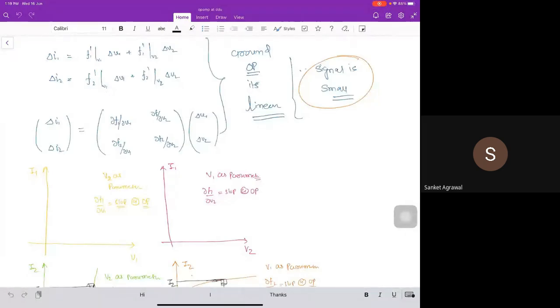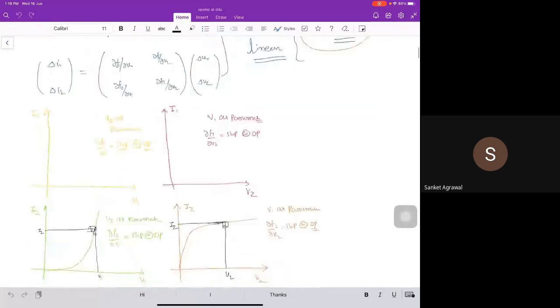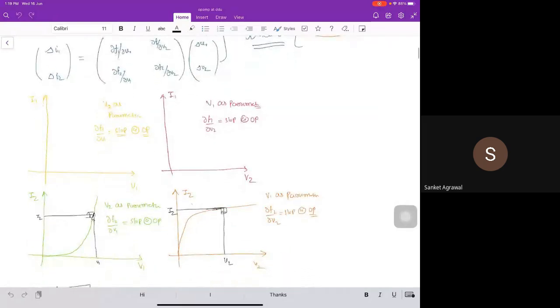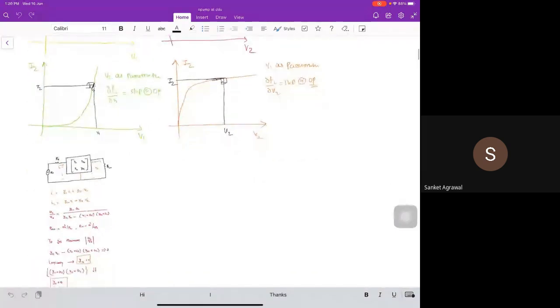If we plot the different curves, I1 versus V1 with V2 as a parameter, I1 versus V2 with V1 as a parameter, I2 versus V1 with V2 as a parameter, and I2 versus V2 with V1 as a parameter, the slope of these characteristics gives me the Y parameters. Here the output is I and the input is V, so this is the Y parameter. We can derive this expression in terms of the Z parameter also, but currently I have derived it in terms of the Y parameter, right?